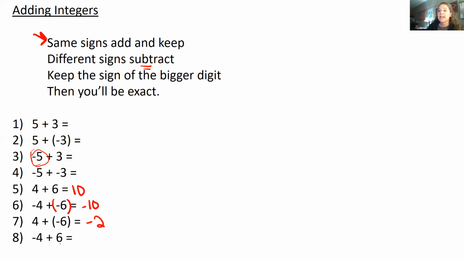And then number 8, they have different signs. So I'm going to subtract, keep the sign of the bigger digit. This time it's +2. How'd you guys do? I hope you got them all right.